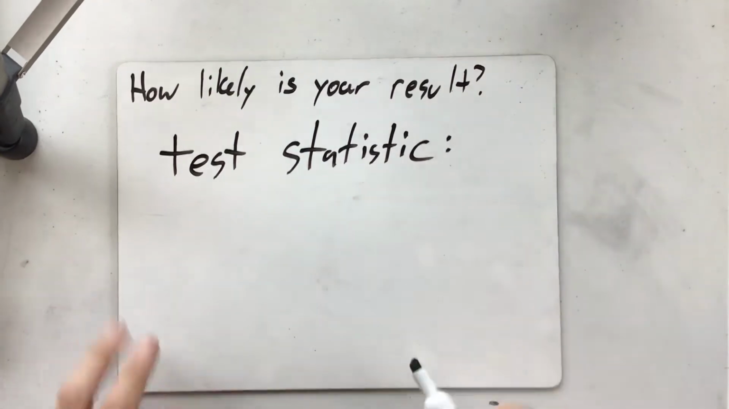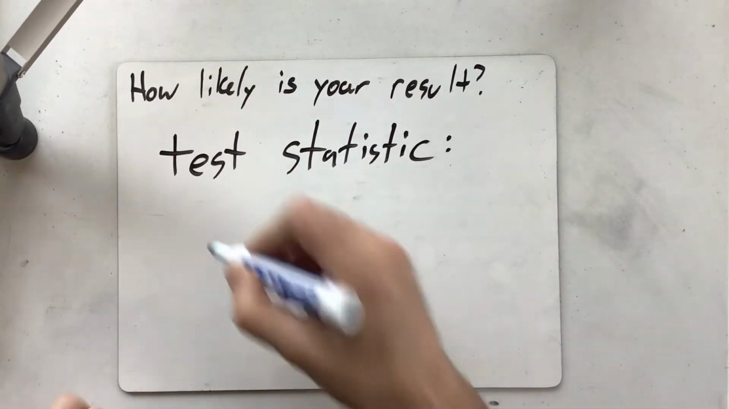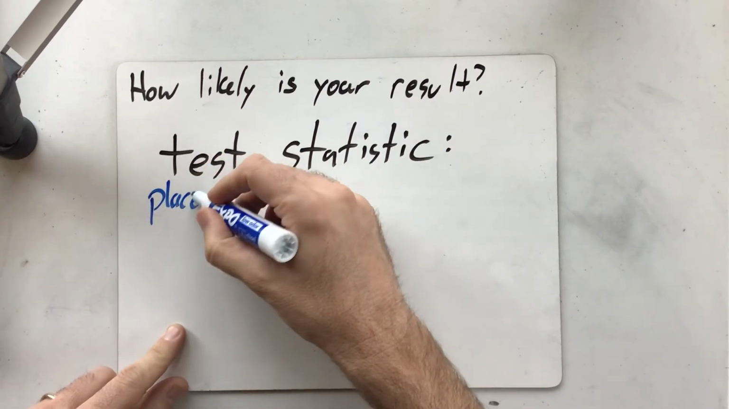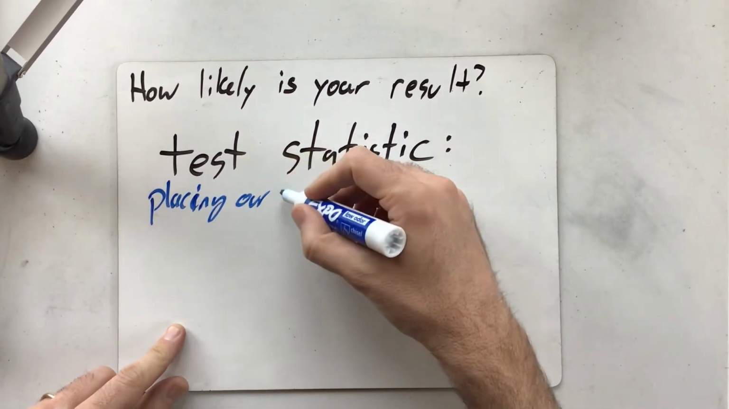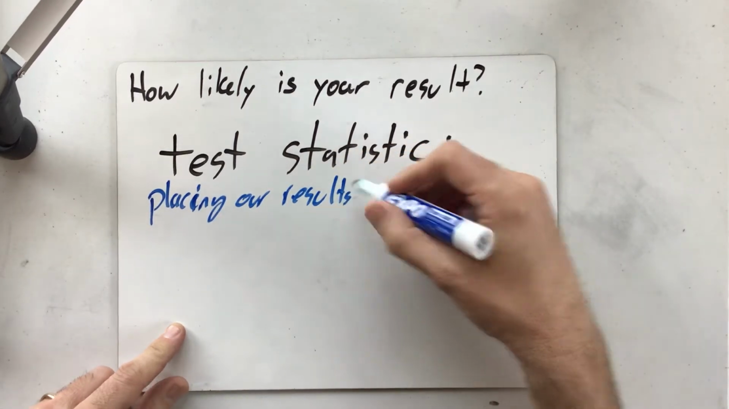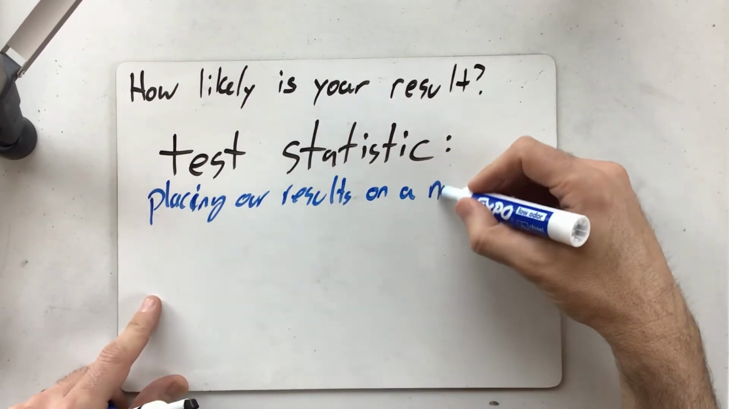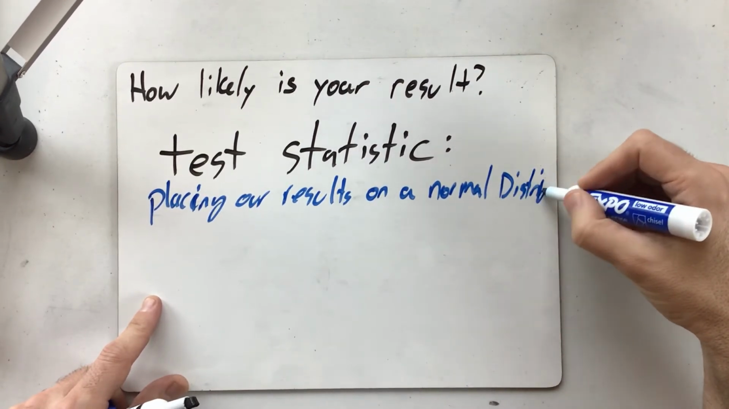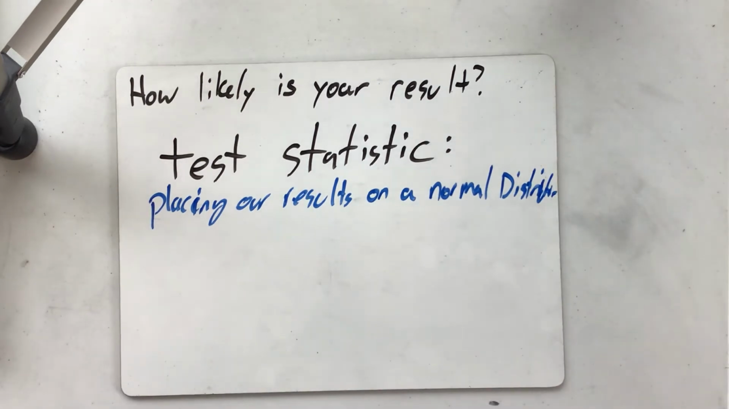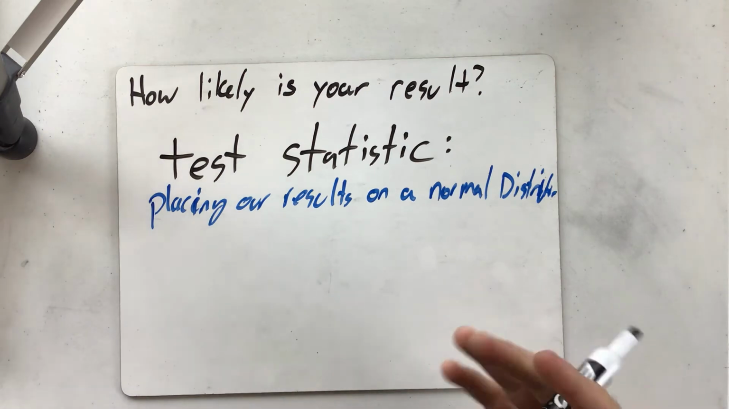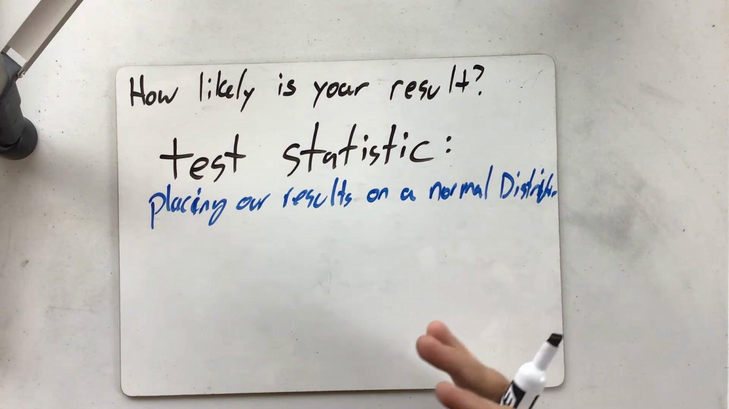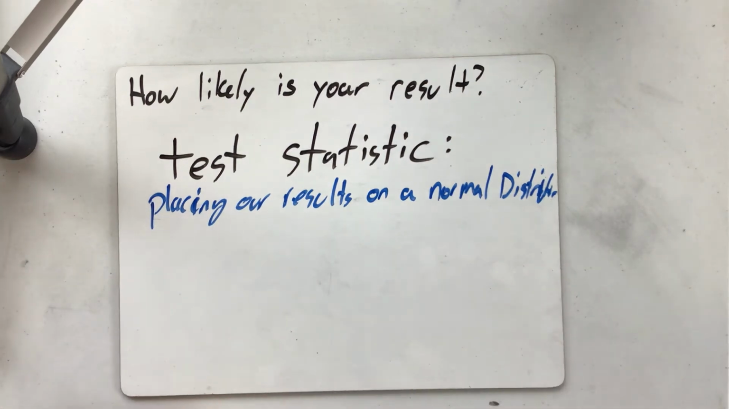All a test statistic really is, is a way of comparing our results. It's just a way of placing our results on a normal distribution. There, that's the word normal, that's the word distribution. I know it looks messy. So all a test statistic is, is a way of taking what we got for our sample and putting it on a normal curve. Why is this good? This is good because then we can find some probabilities associated with that normal curve.